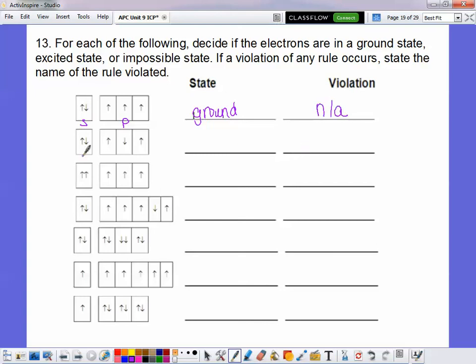All right, this one's also S and P. What state is this in? Excited. Notice how in the P sublevel, we have an up arrow and then a down arrow and then an up arrow. That's the excited state because they don't have all parallel spin. So we violated Hund's rule.